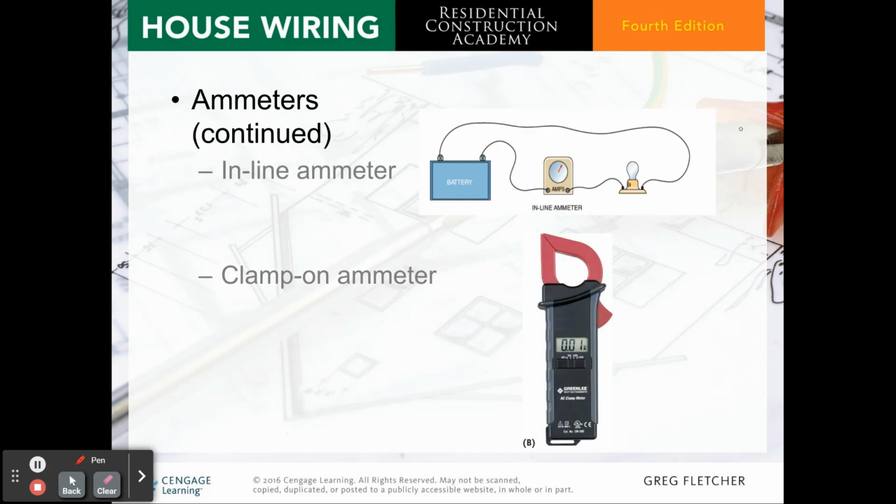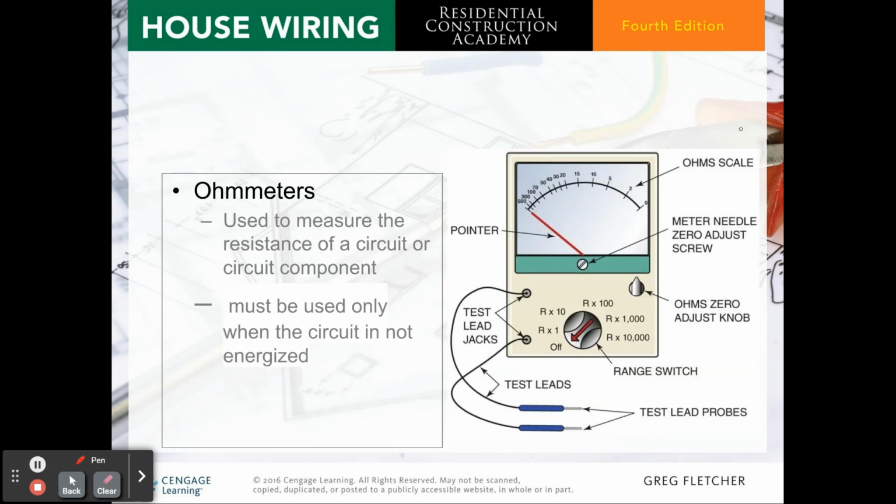So here's a quick look at an inline ammeter and the clamp-on ammeter, which you will see much more. Ohmmeters are used to measure the resistance of a circuit or a circuit component. They must be used only when the circuit is not energized.